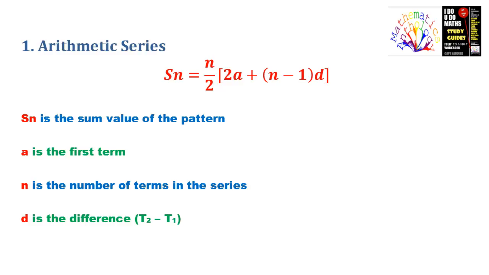Let's now look at arithmetic series. Arithmetic series uses the formula Sn equals n over 2 into 2a plus (n minus 1) times d, where Sn is the sum value of the pattern, a is the first term, n is the number of terms in the series, and d is the difference. Difference as in t2 minus t1, just like in an arithmetic sequence.